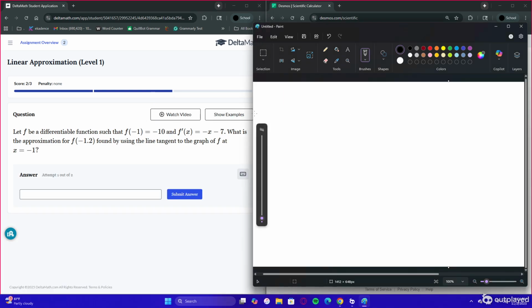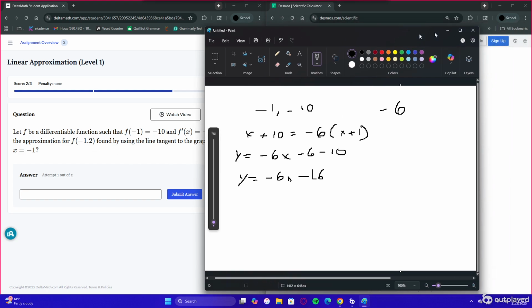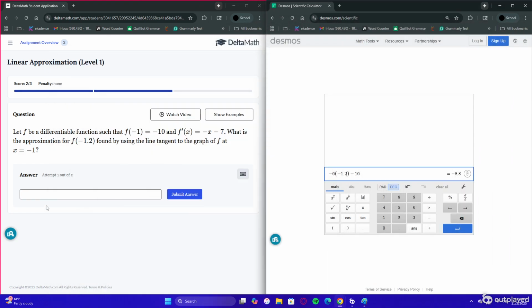Okay, same thing here. Our point is negative 1 comma negative 10. And if you plug in negative 1 into f prime, you get that your slope is negative 6. So y plus 10 is equal to negative 6 times x plus 1. And that's equal to y equals negative 6x minus 6 minus 10, or y equals negative 6x minus 16. And if you plug in negative 1.2 into there, you get negative 8.8.